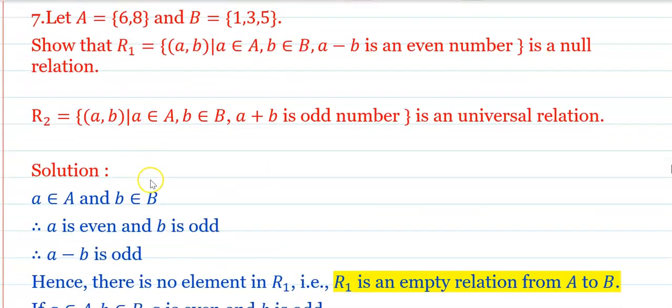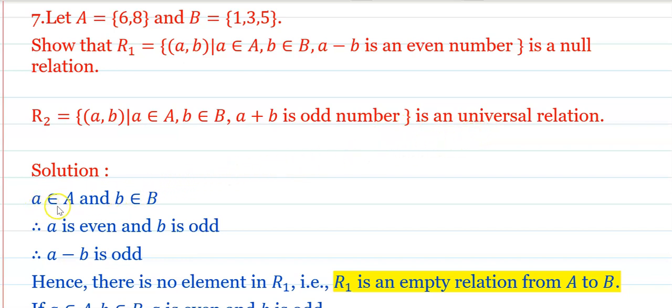Okay. Now the next question. Let A = {6, 8}, B = {1, 3, 5}. Show that R1 = {(a, b): a ∈ A, b ∈ B, a − b is an even number} is a null relation, and R2 = {(a, b): a ∈ A, b ∈ B, a + b is an odd number} is the universal relation.